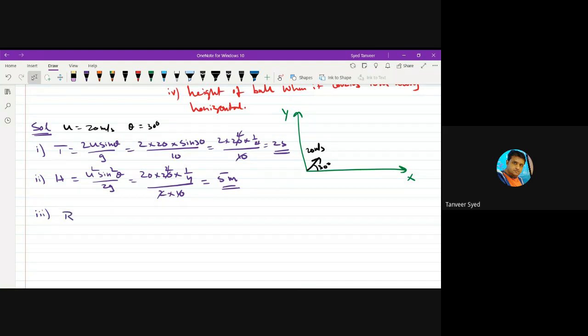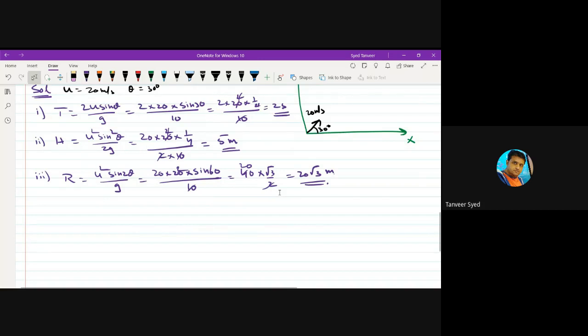Third, horizontal range: u square sin 2 theta by g. 20 into 20 into sin 2 theta, theta is 30 so 2 theta is 60. Sin 60 by 10. 10 ones, 10 twos. So 40 into sin 60, which is root 3 by 2. 2 ones, 2 20s. It's 20 root 3 meters. You can put 1.732 in place of root 3, you will get that value.